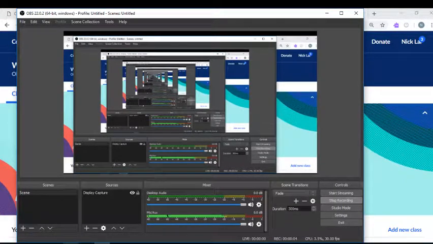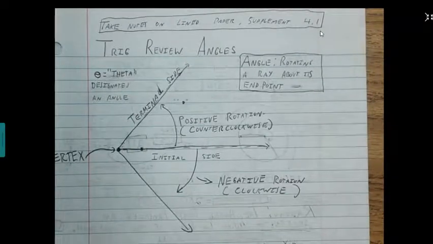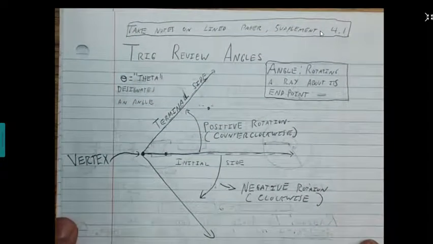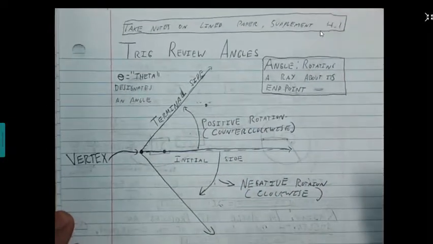All right. Hello, pre-calculus students. This is a trig review to just go over some of the basics. So this is a supplement to 4.1. This is the trig review of angles. So take notes on line paper to supplement 4.1.